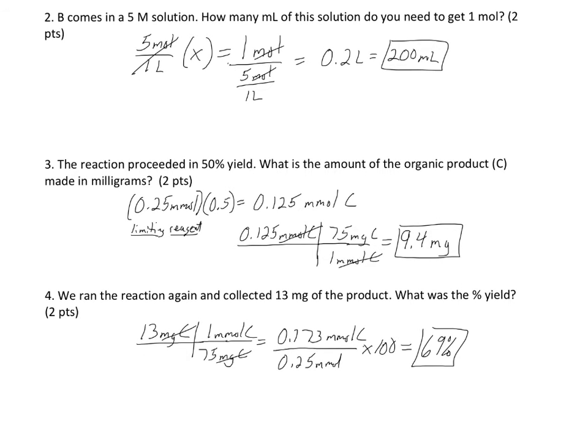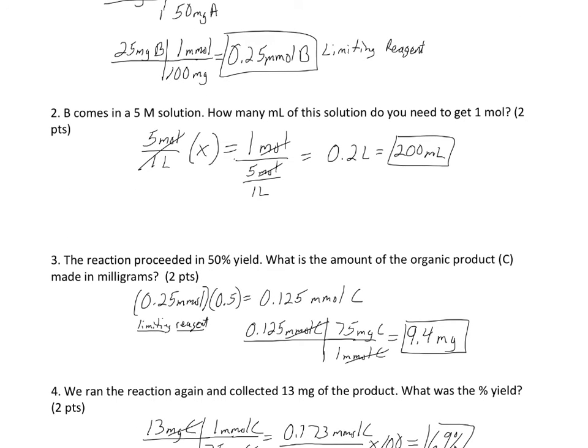Number 3, the reaction proceeds at 50% yield. What is the amount of the organic product made in milligrams? So again, you've got to go back to your limiting reagent. Take your limiting reagent, 0.25 millimoles, at 50% yield, so 0.5. Multiply those. The reaction is proceeding at 50% yield, and the most we could have made was 0.25 millimoles. 0.5 times 0.25 is 0.125.